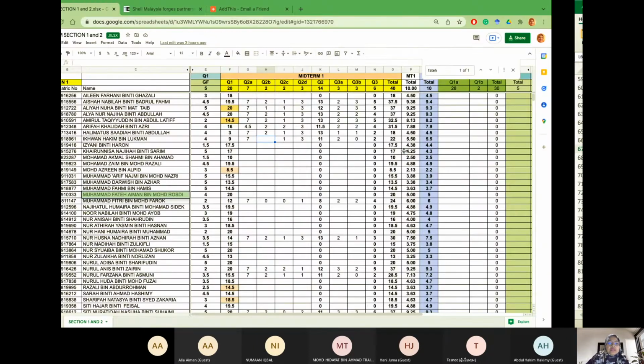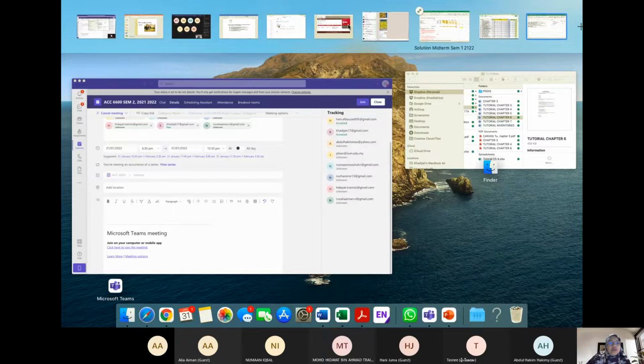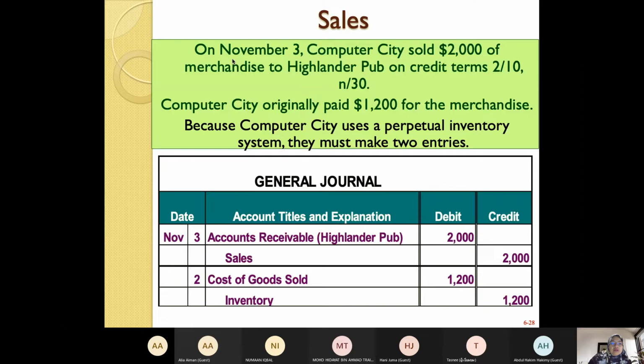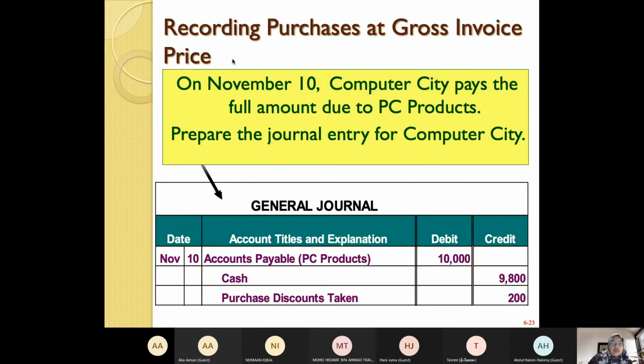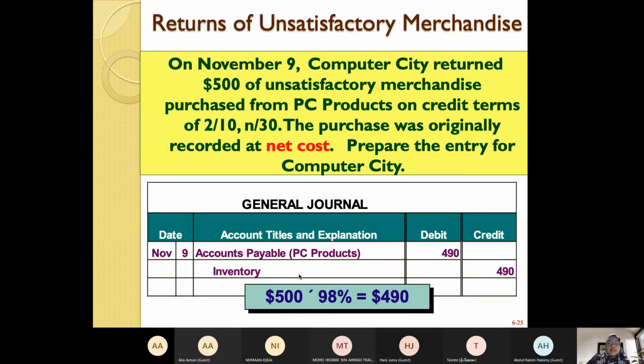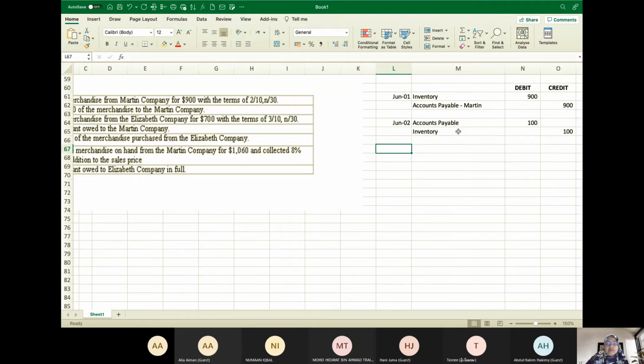If you're not sure, let me check. Just double check on your sales return. You got purchase returns: you debit your accounts payable, credit your inventory. That's the adjustment that we have just done. So that would be the entry when you have returns under perpetual. Remember that this one is a perpetual.